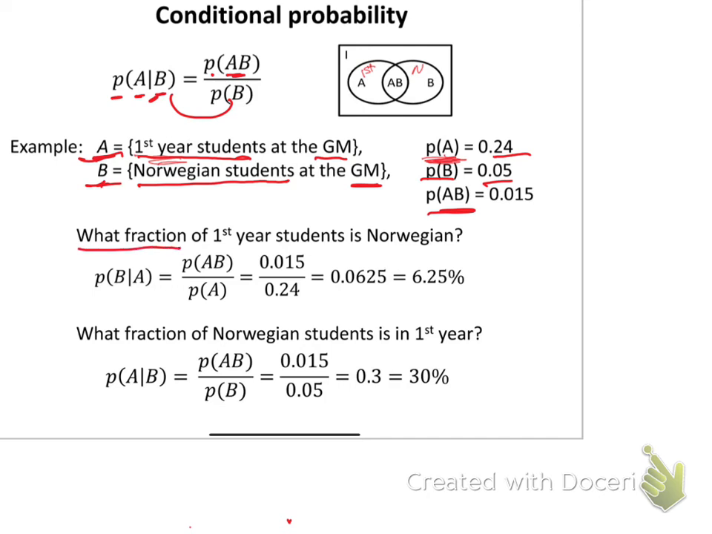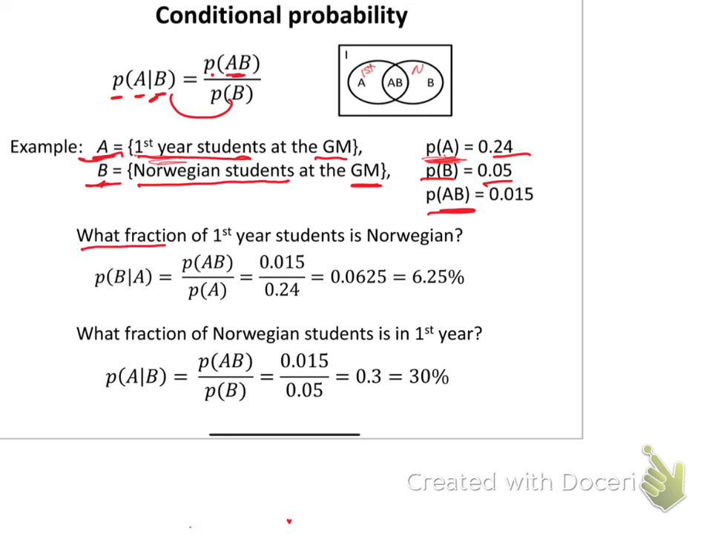So the question here: what is the fraction? I want you to fully concentrate on this point. Once you get it, it will be easy. Nothing will be a problem for you in conditional probability and given probability problems. What is the fraction of the first year students who are Norwegian? I'll teach you how to read this question in order to understand what he's looking for and what the given is. If you can identify what is the given and what he's looking for, it will be easy to solve. So let us read it in a different way.